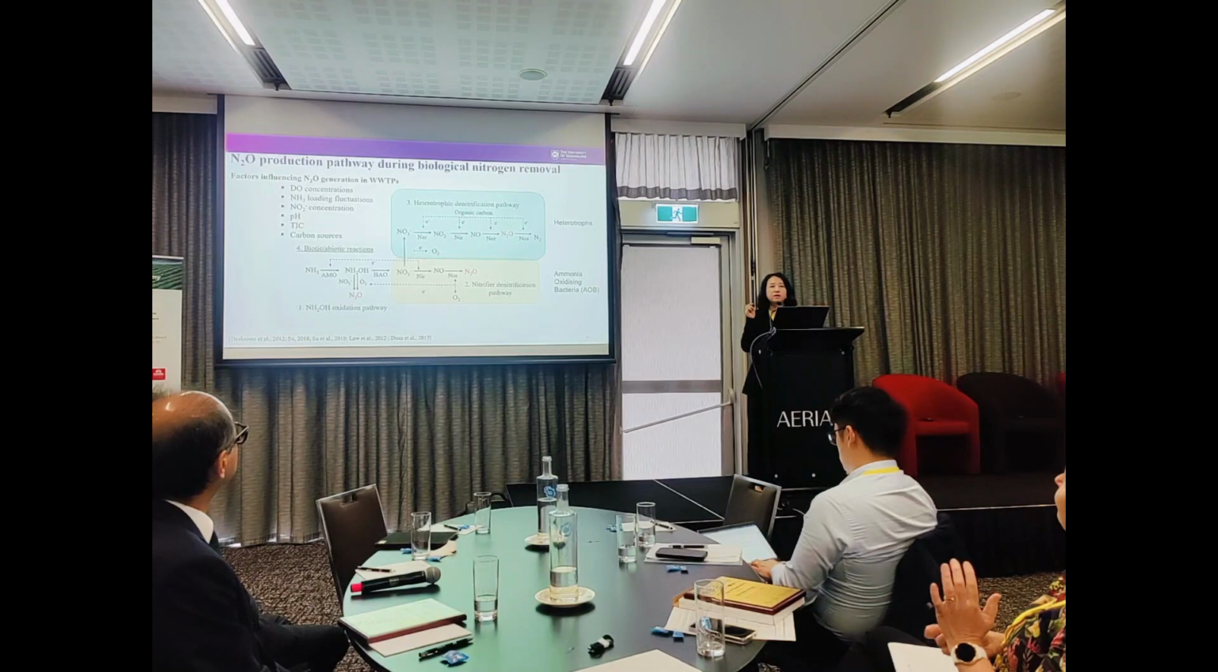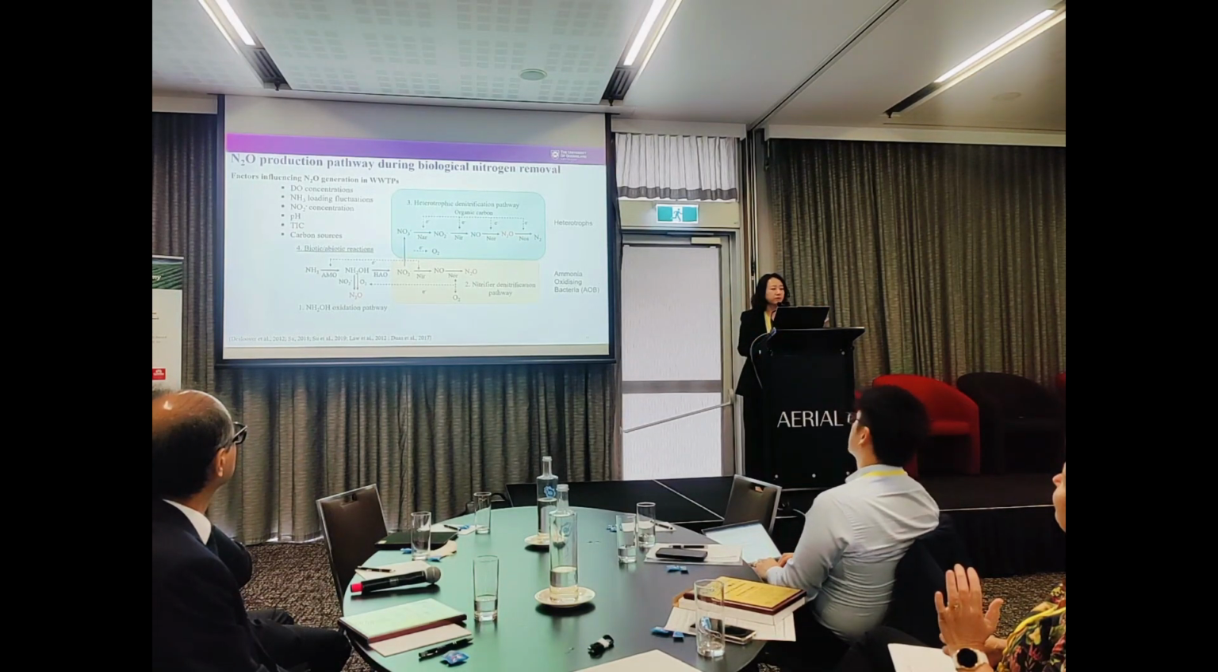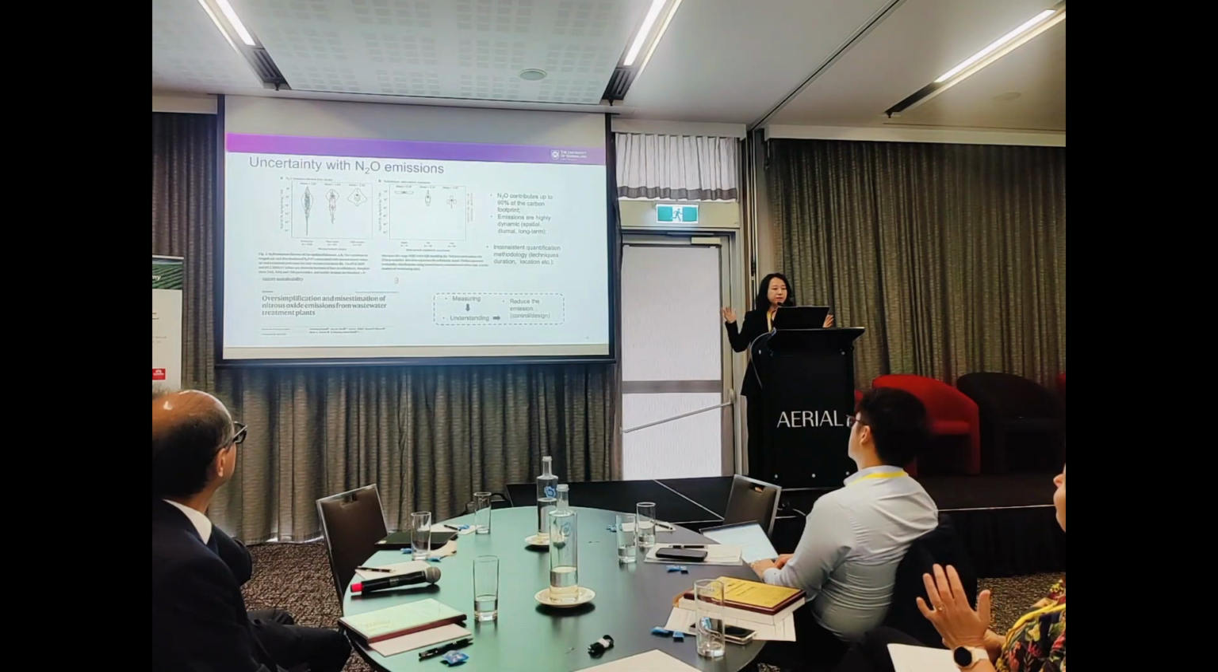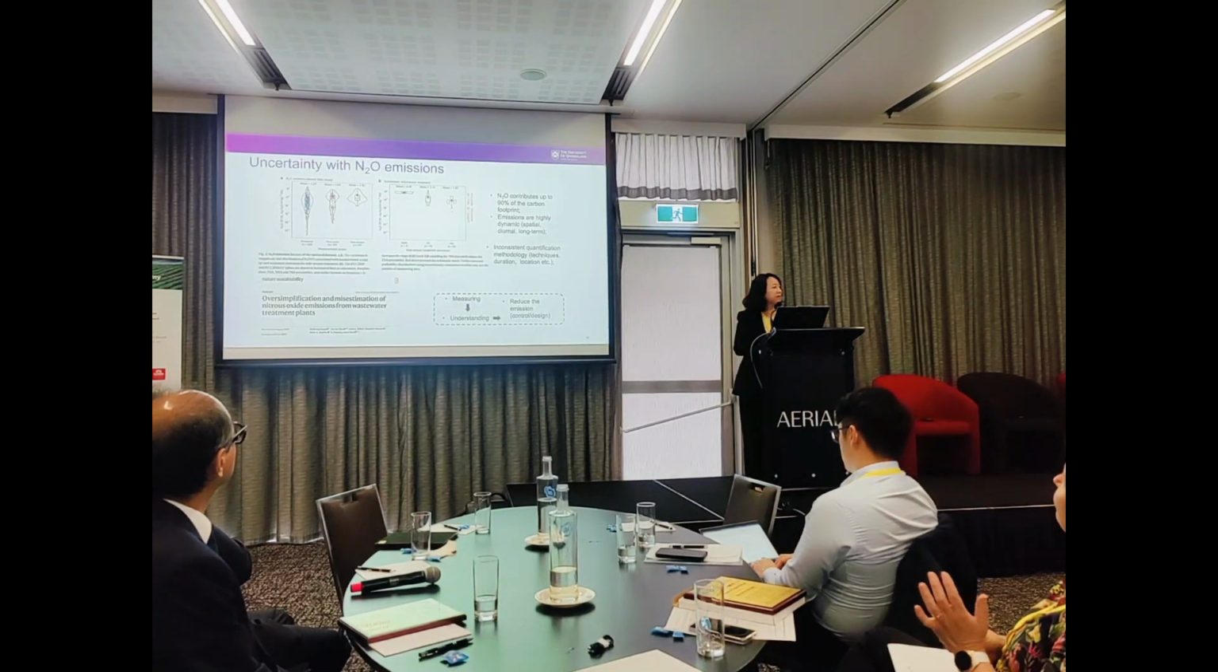And that is where the nitrous oxide is being generated and then later on stripped out. So this really gives us an example of how our energy generation may also affect nitrogen generation as well. So this is the uncertainty with N2O emission. As I mentioned at the beginning, N2O is really a big chunk there with uncertainties.